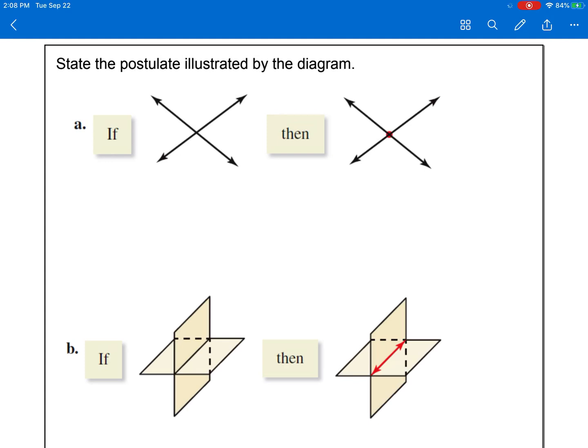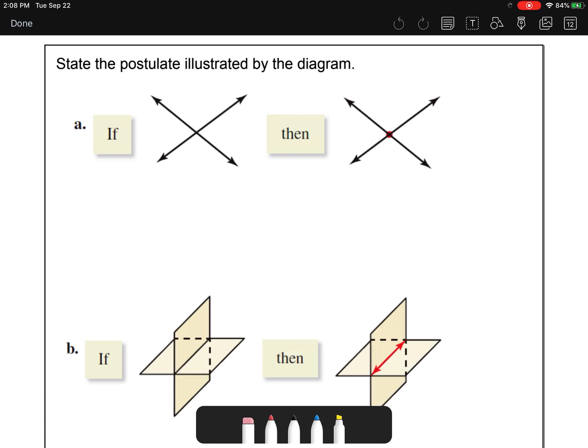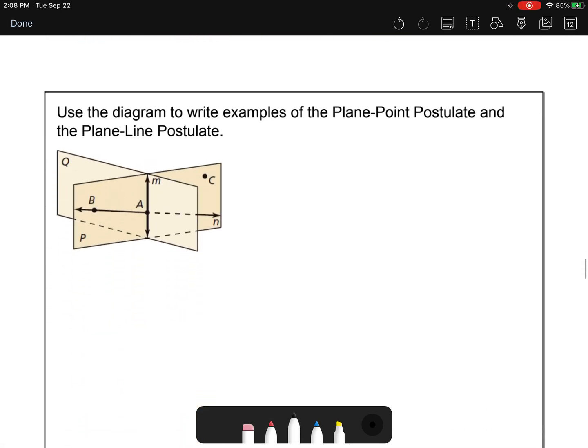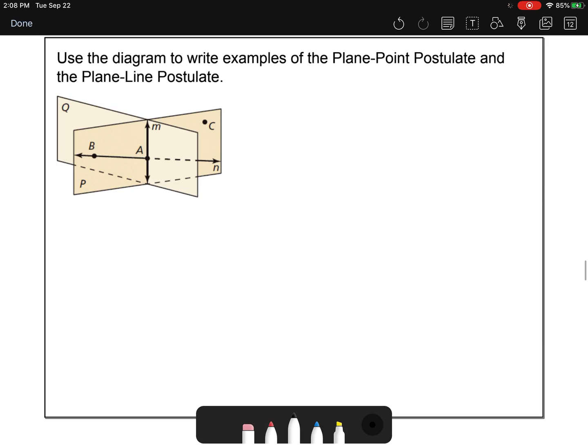So, state the postulate illustrated by the diagram. Well, if 2 lines intersect right here, if 2 lines intersect, as you can see right there, then their intersection is a point. So that's the postulate. On B, if 2 planes intersect, then they intersect in a line, in 1 line.